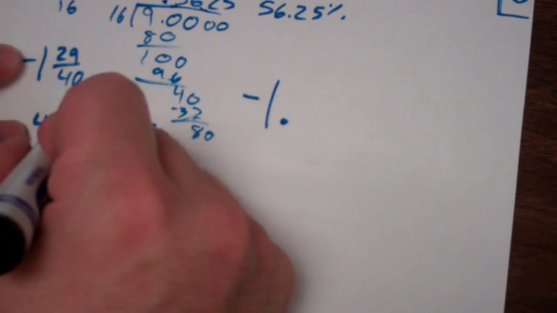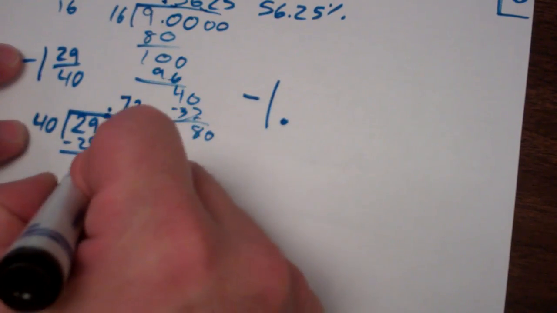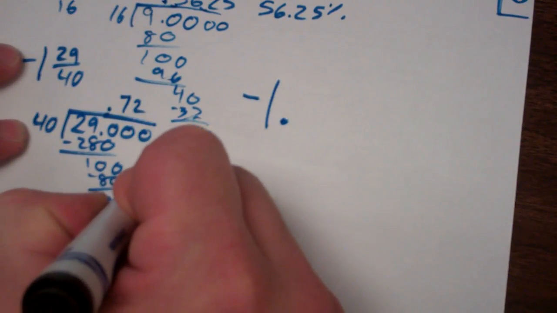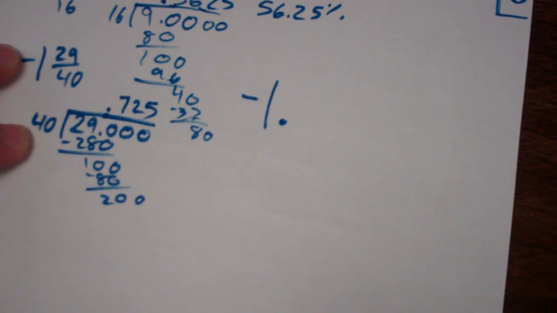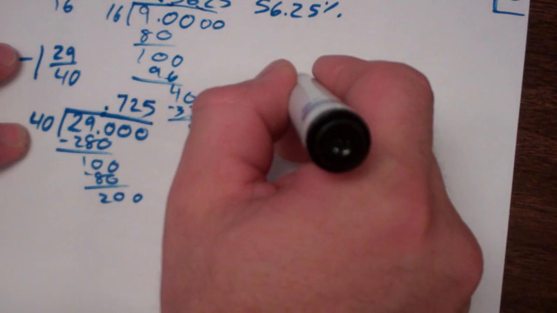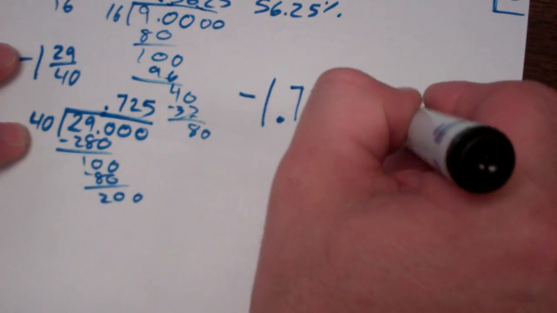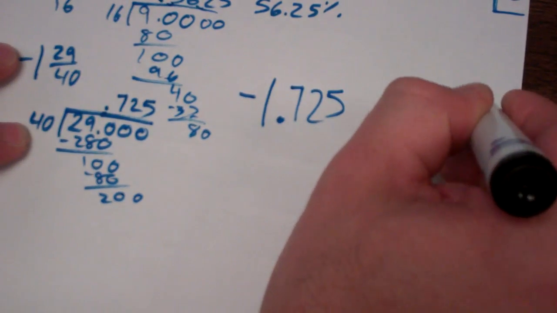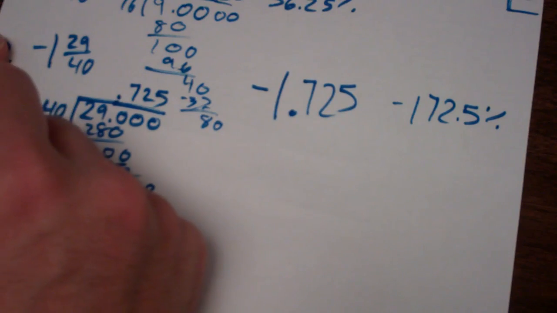Goes into 290 7 times. Goes in there twice, minus 80. And it goes in there exactly 5 times, so 0.725. Remember that goes with the negative 1, so negative 1.725. I could move it 2 places, that'd be negative 172.5%.